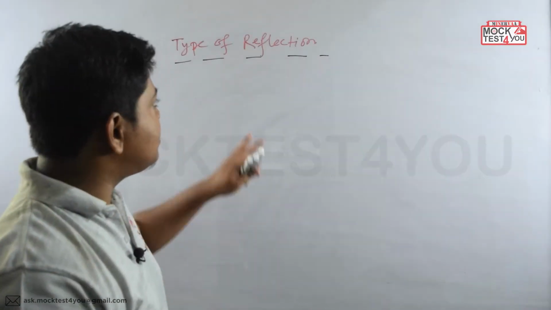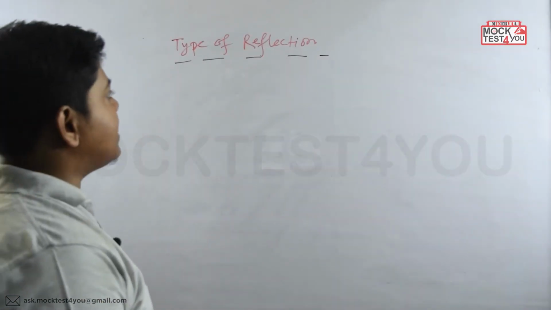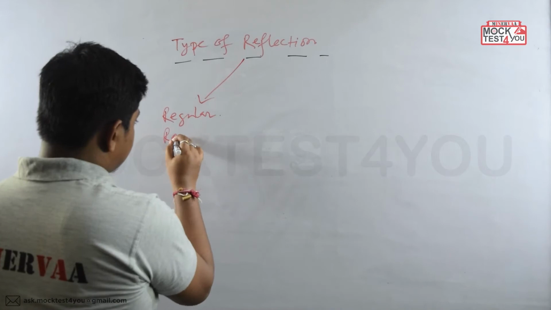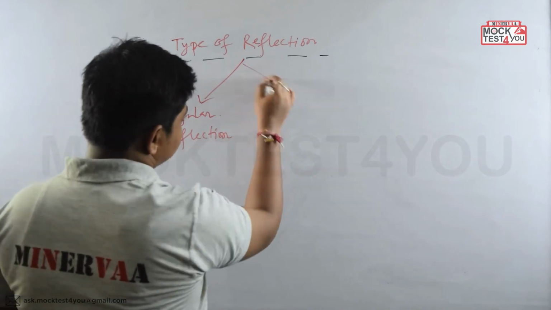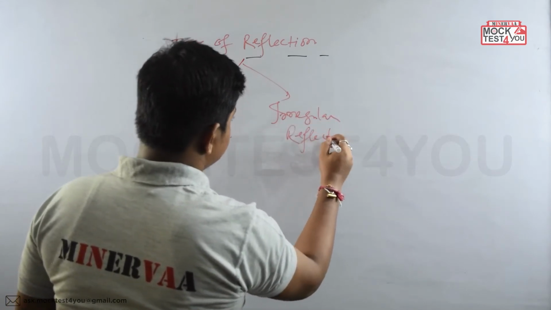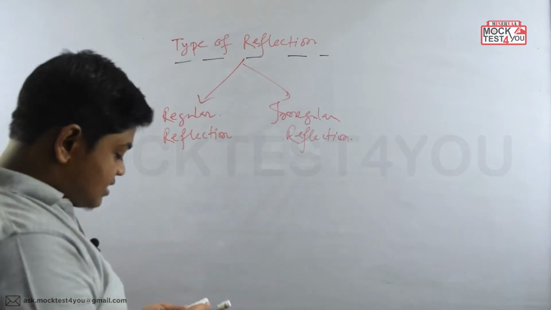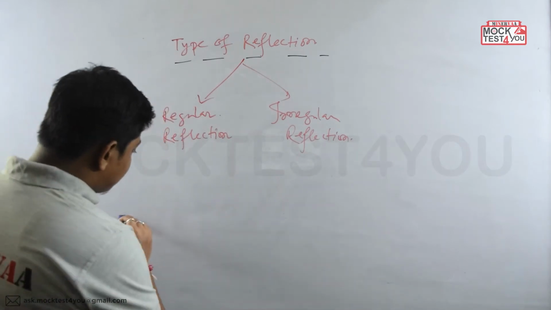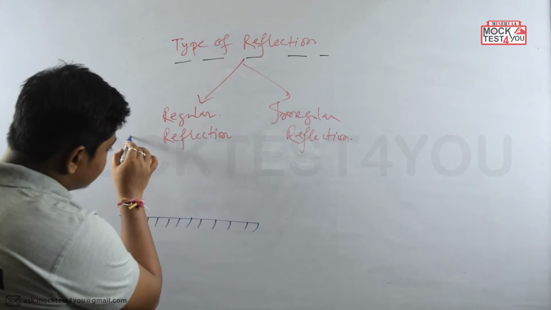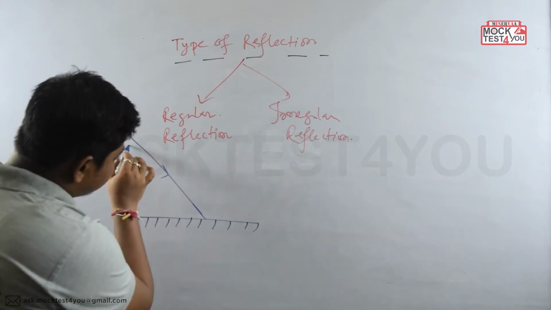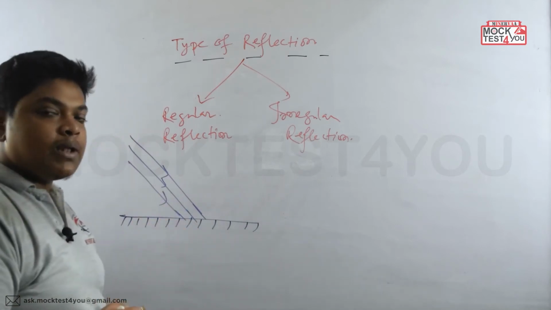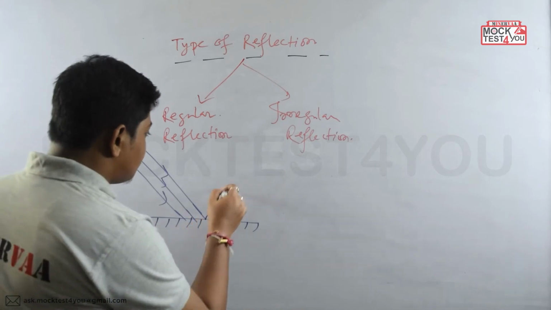Now in the next case, we are going to study the types of reflection. What are the types of reflection? One is regular reflection, and another is irregular reflection, right? So we will understand these two phenomena as well. What is regular reflection? Suppose you are given a smooth surface, and a parallel beam of light comes towards the surface and is incident on that plane. After the reflection they will also move parallel to each other.